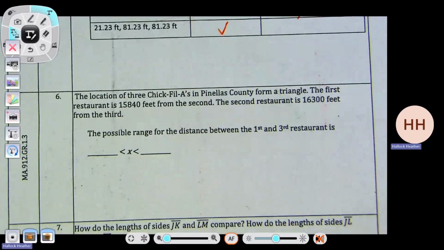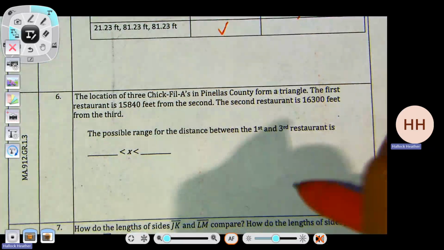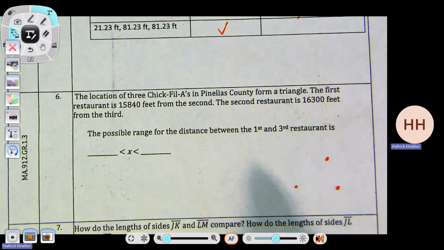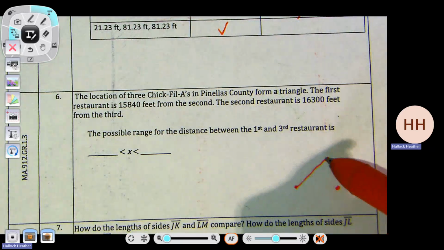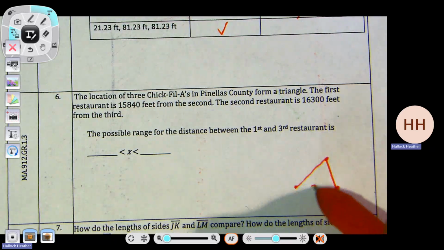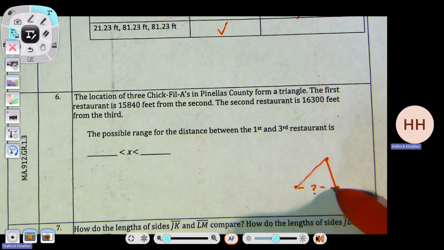For number 6, this wants to know the range of possible values for the third side because it represents the distance to all the different Chick-fil-A's. So I know two of the lengths. I need to find this distance. What is the possible distance of the third side of the triangle?